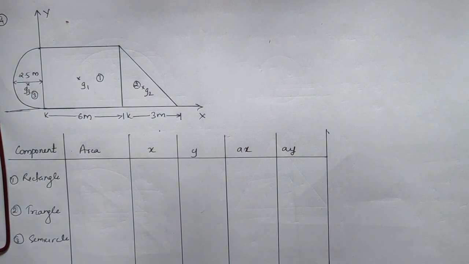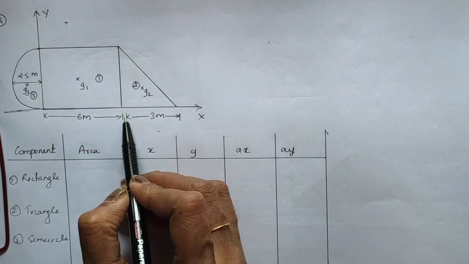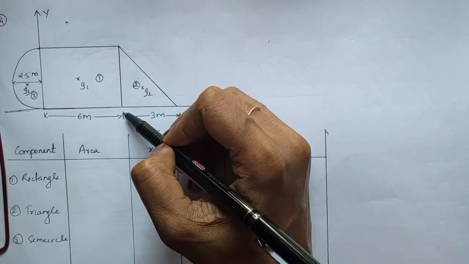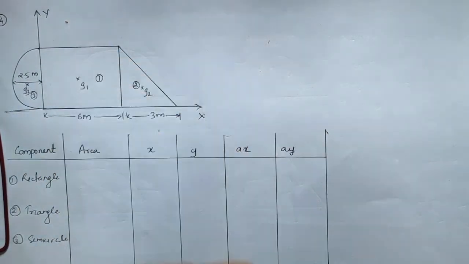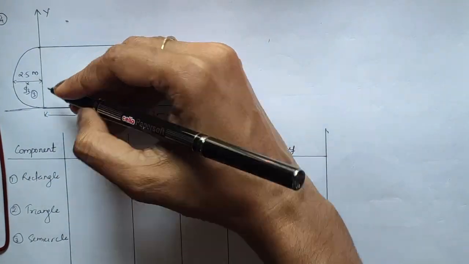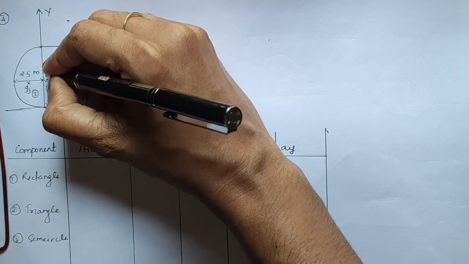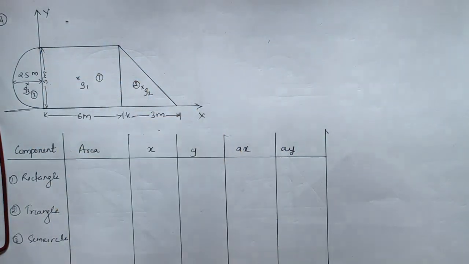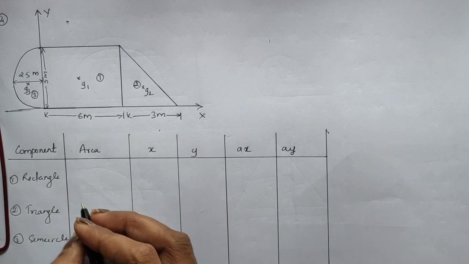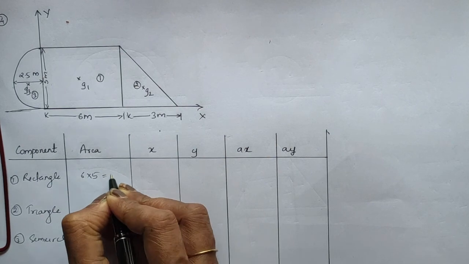As you already know, the dimensions are all clearly given, so you can find the area of the rectangle. The area is length into breadth. Here the length is 6 meter and the breadth is this height. Here the radius is given. Sometimes they may confuse you by not giving every detail properly. They have given the radius, which means the diameter will be 2 times 2.5, that is 5 meter. So this is also going to be 5 meter. Length into breadth is 6 into 5, that is 30.